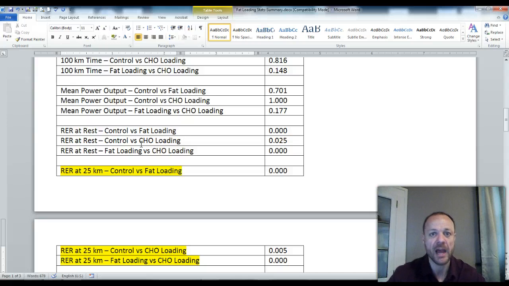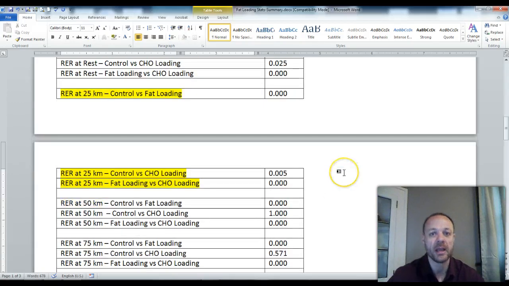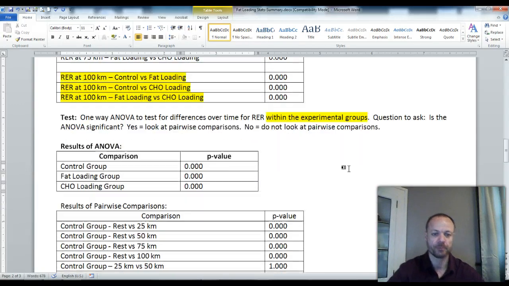So your line graph will still have rest, 25 kilometers, 50 kilometers, 75 kilometers, and 100 kilometers, but you'll only be worrying about indicating statistical significance on your figures at the 25 kilometer time point or distance point and the 100 kilometer distance.